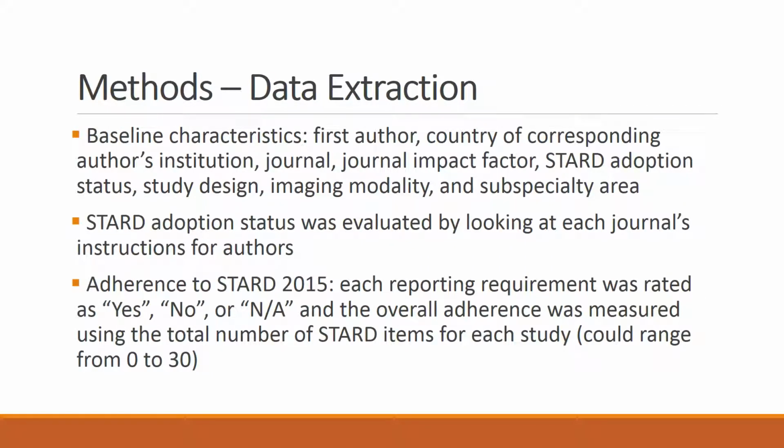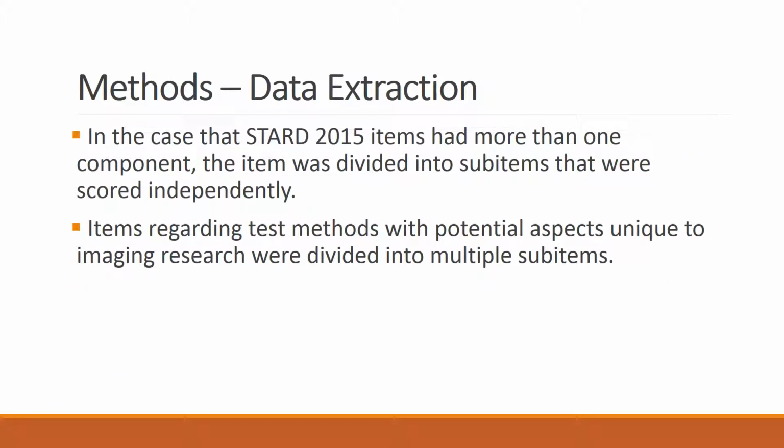The following baseline characteristics were extracted. STARD adoption status was evaluated by looking at each journal's instructions for authors. A journal was considered a STARD adopter if its instructions for authors explicitly recommended adherence to STARD or STARD 2015. And more importantly, the adherence to STARD 2015 was measured. Each reporting requirement was rated as yes, no, or not applicable, and the overall adherence was measured using the total number of STARD items for each study, which could range from 0 to 30. In the case that STARD 2015 items had more than one component, the item was divided into sub-items that were scored independently.